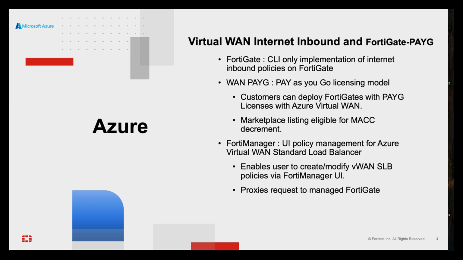The Virtual WAN Internet Inbound and FortiGate pay-as-you-go licensing. The FortiGate now has the ability through the CLI to support Internet Inbound policy maintenance. Also, pay-as-you-go licensing is available in the Azure vWAN. So customers can deploy FortiGates with pay-as-you-go licenses with the Azure Virtual WAN, and this also can decrement any MACC agreement that you may have with Azure.